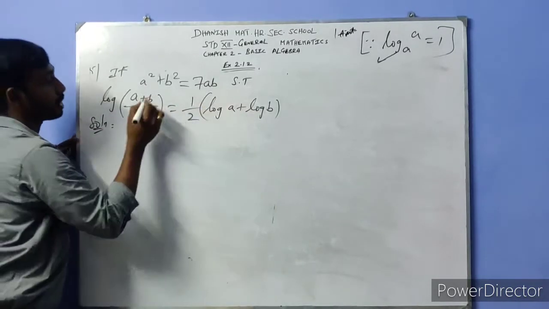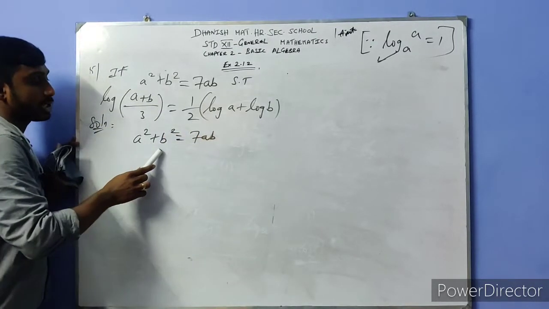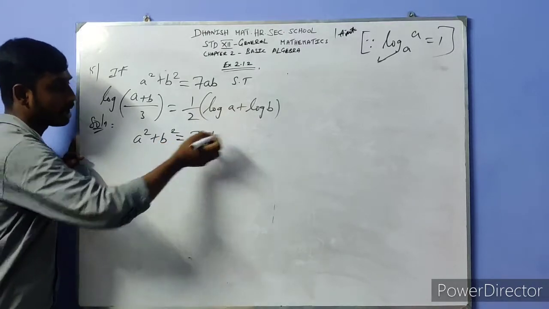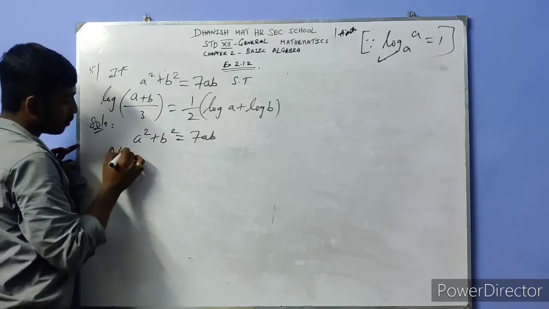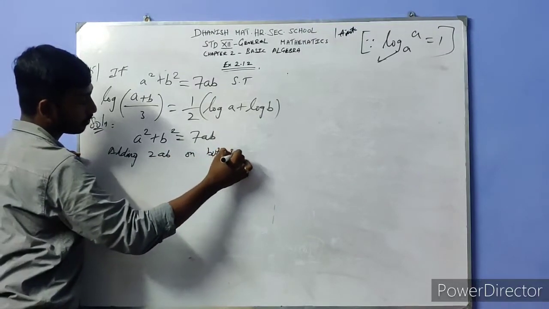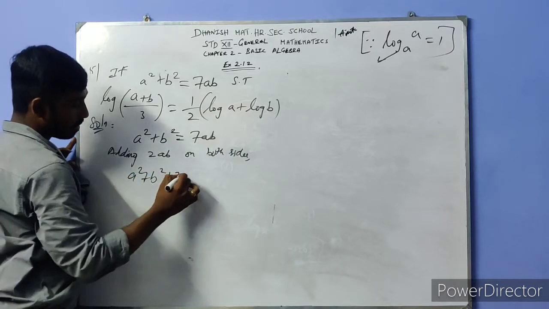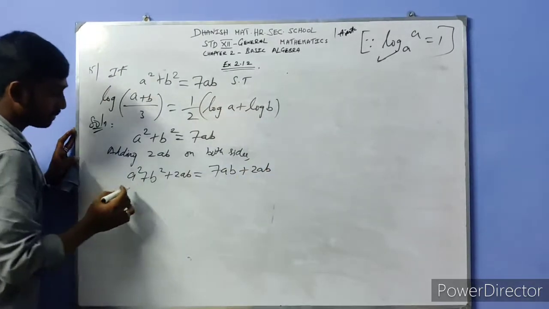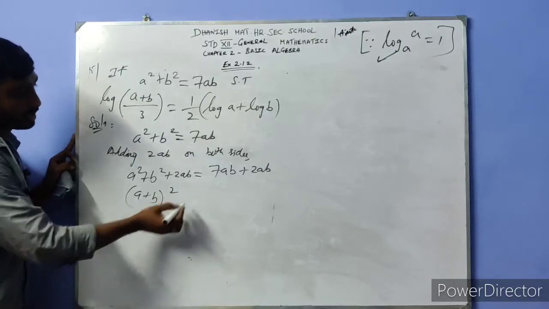Now we are going to use the given question here: a square plus b square equal to 7ab. So it looks like the a square plus b square plus 2ab format. So what is the remaining value? That will be 2ab. I am adding 2ab on both sides. So here we are getting a square plus b square plus 2ab equal to 7ab plus 2ab. Then what is the remaining value? It looks like a plus b the whole square.